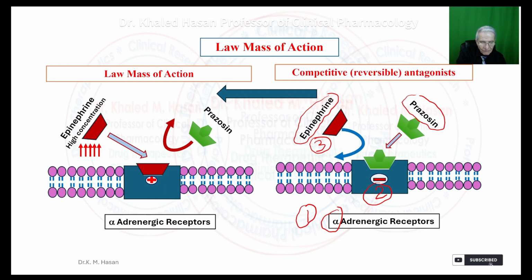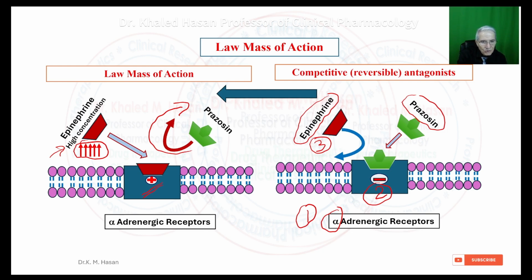And we have consequences like vasodilation, decreased vascular resistance, and decreased blood pressure. So what happens if we discuss the law of mass action? If the epinephrine concentration increases at the receptor site, a higher concentration of epinephrine will come back to the receptor, displace the Prazosin and activate the receptor. So the relationship between Prazosin and epinephrine is a competitive relationship.